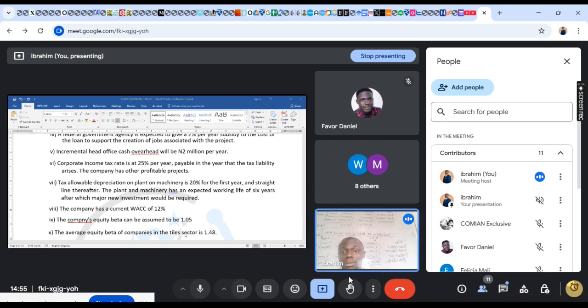And straight line thereafter. So what will you do for the straight line? It's still the usual. Yes, sir. Try it. Let's see what you have. Just try it.